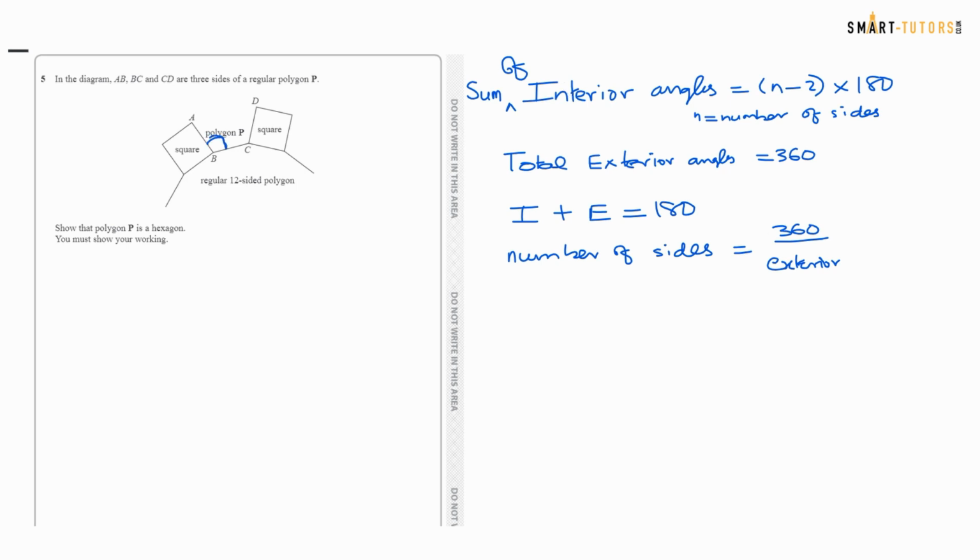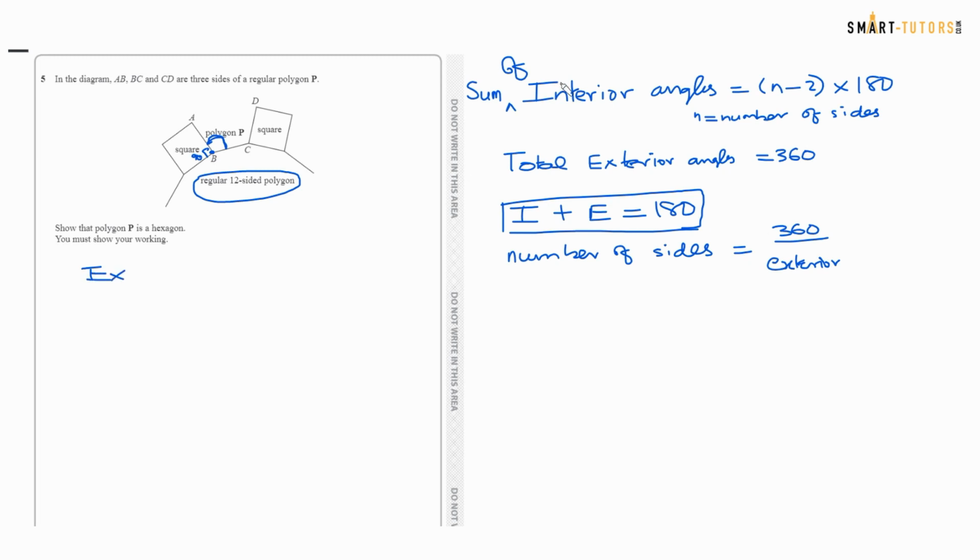Show that P, so we need to find out P's property. Either angle, this one, we need to find out this angle. So let's consider the point B. So the angles around the point B is 360. This has 90 degrees because it's a square. And now I need to find out what is the interior angle for the 12-sided polygon. So the quickest way to do it is that the interior angles and the exterior angles are connected with 180, this equation.